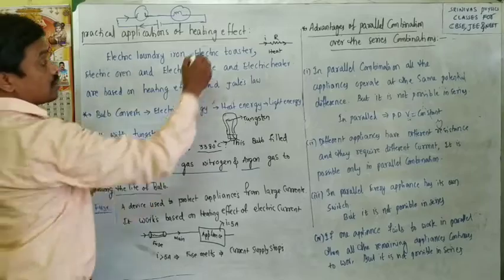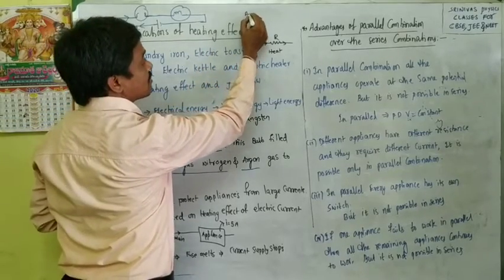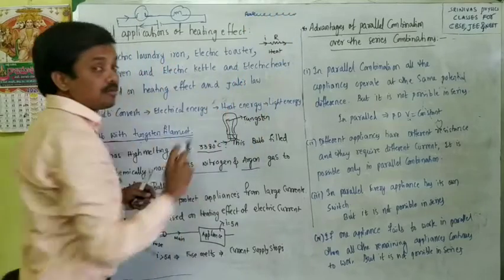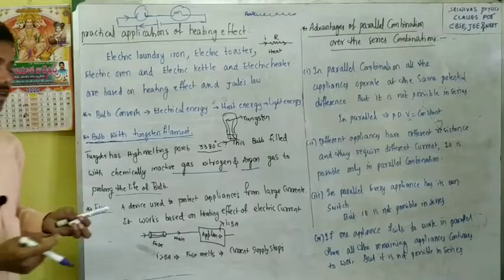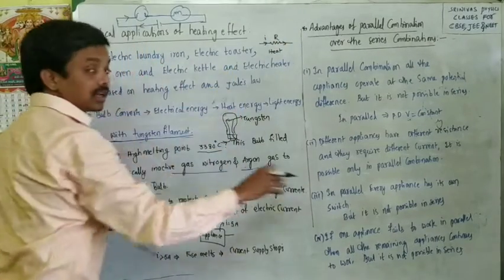We have decorative bulbs in marriages or in functions. We see the decorative bulbs like this. If one of the bulbs fails, then the others will not work. Right? It is very difficult to find which bulb is not working.